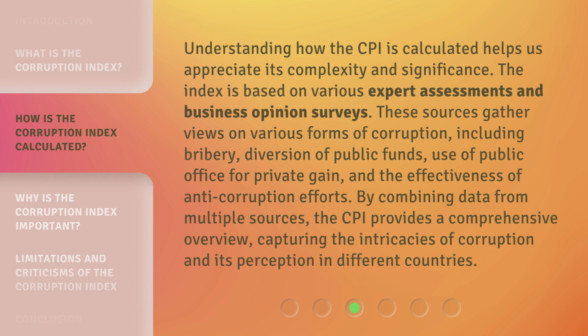Understanding how the CPI is calculated helps us appreciate its complexity and significance. The index is based on various expert assessments and business opinion surveys. These sources gather views on various forms of corruption, including bribery, diversion of public funds, use of public office for private gain, and the effectiveness of anti-corruption efforts. By combining data from multiple sources, the CPI provides a comprehensive overview, capturing the intricacies of corruption and its perception in different countries.